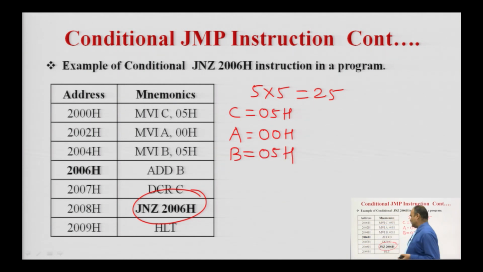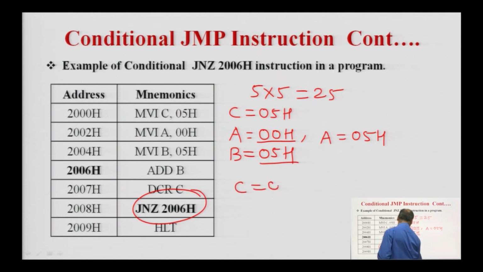The instruction ADD B will add the content of the accumulator, which is 00H, and the content of B register, and it will store the result into the accumulator. After the execution of ADD B instruction, the content of A is equal to 05H. The next instruction will decrement the counter. When the content of C is decremented by 1, C becomes 04.